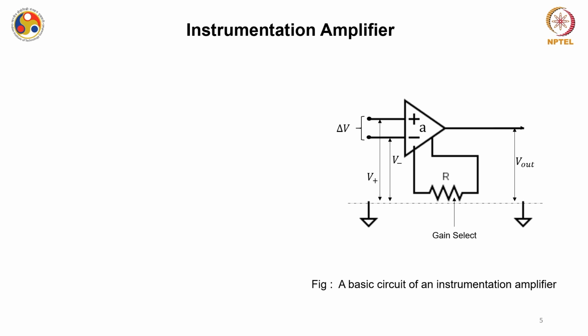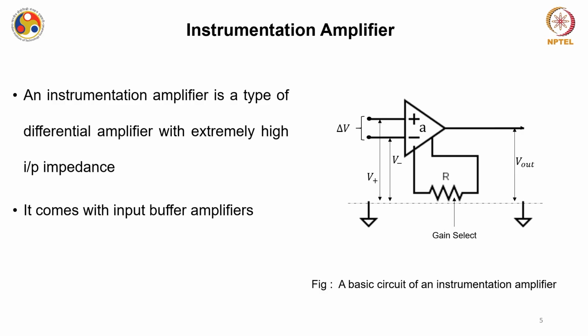Then let us see one important application of this op amp in fabricating an instrumentation amplifier, or you can understand this instrumentation amplifier as a separate unit only. So let us discuss this instrumentation amplifier, or I will call it an IA, in a little bit of detail. IA is a type of differential amplifier which has extremely high input impedance. It comes with an input buffer amplifier.